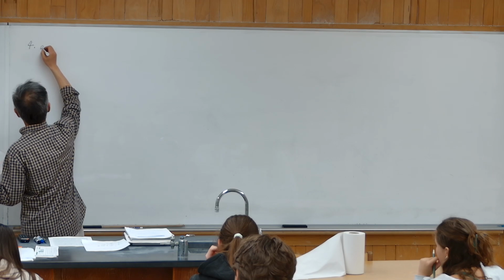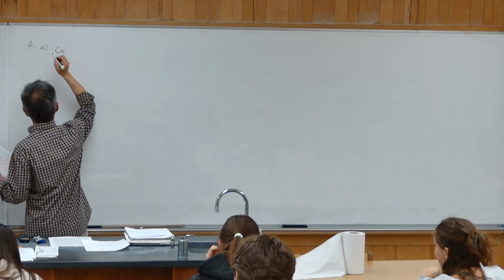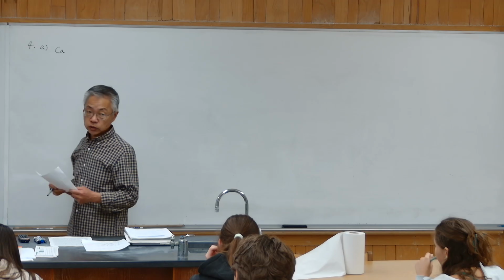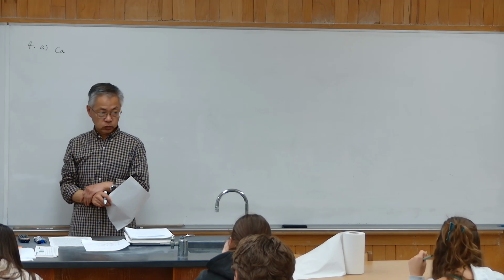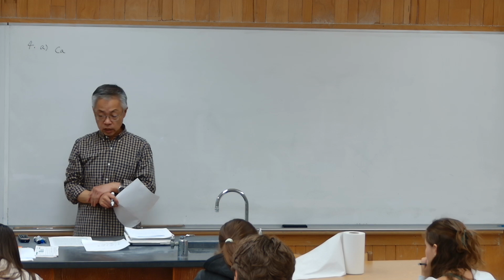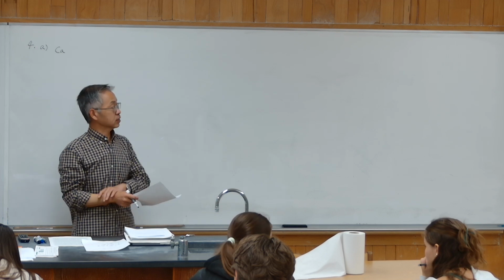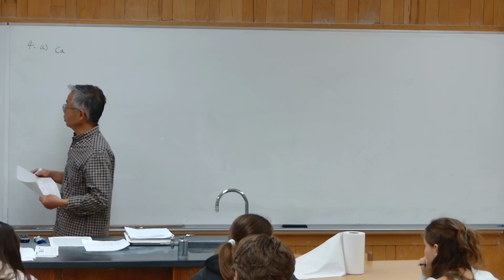Also, you write the electron configuration and draw the orbital diagram for the following elements. So A is calcium. First of all, you need to use the periodic table to find out how many electrons. For calcium, how many electrons? Clearly it's 20, right? So 20 electrons.